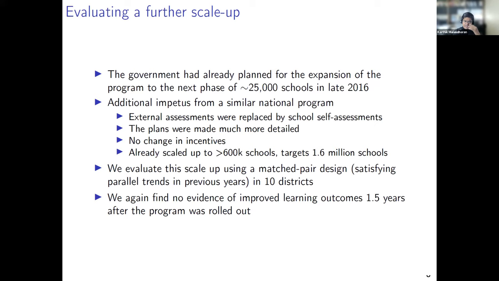And when we presented the results of the non-impact, the senior officials of the government said, listen, we're already on track to do the scale up, but things will get better. So why don't you also evaluate the next phase as we scale up? It was not possible to randomize across 25,000 schools, but we did a matched-pair design where we identified a set of controls before we went and collected data. It was a set of schools that satisfied parallel trends in previous years, again before we collected the data. And again, we find basically absolutely no impact.